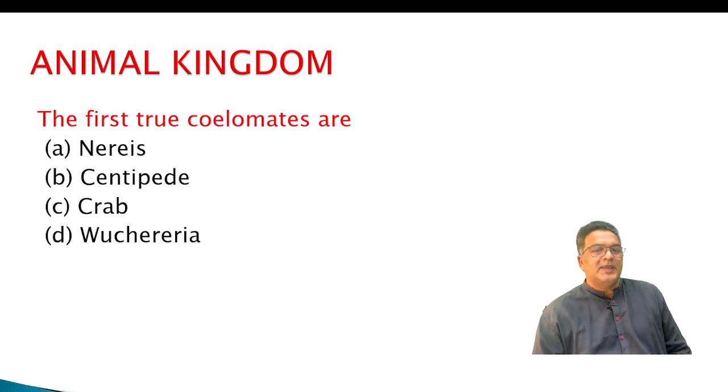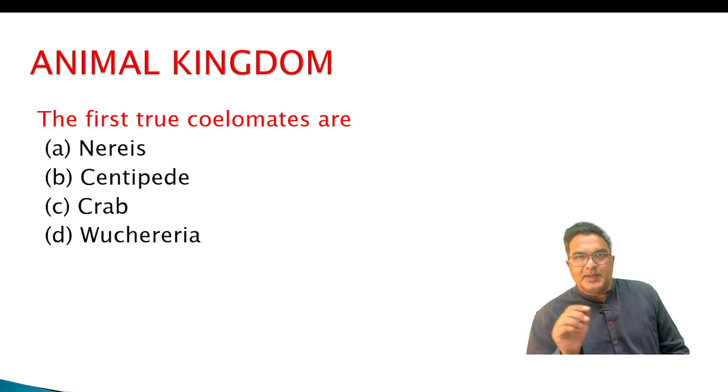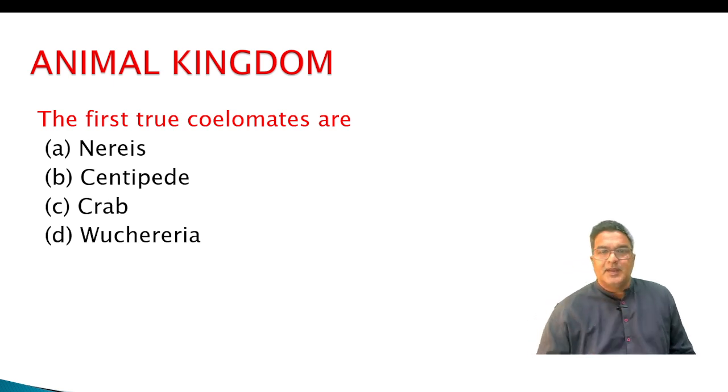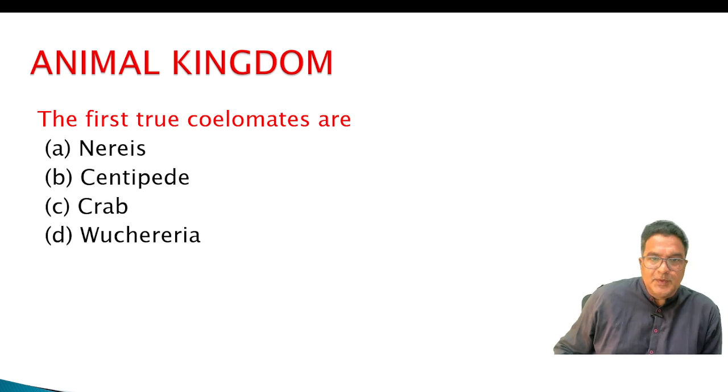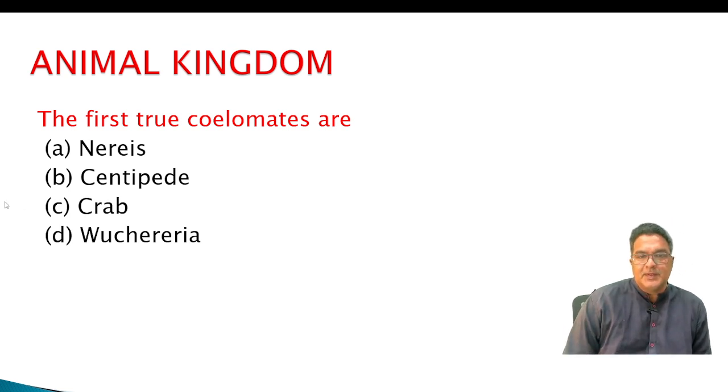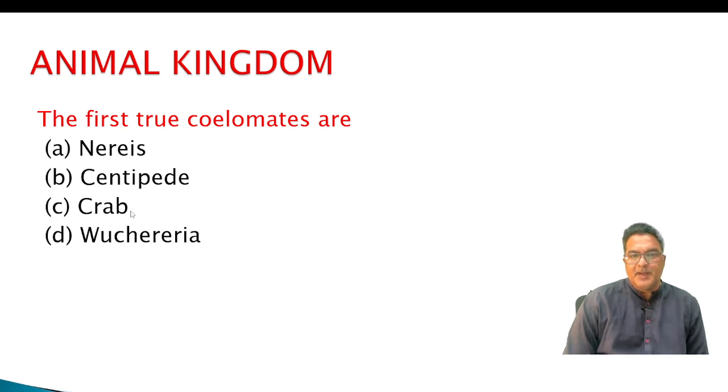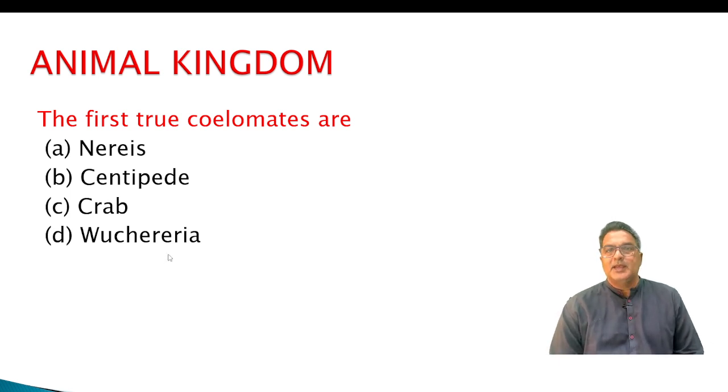First true coelomates are. Eucoelom or true coelom starts from phylum Annelida to Chordata. Whereas Platyhelminthes are acoelomates, and Aschelminthes are pseudocoelomates. So the first true coelomates: Nereis, Annelida; centipede, Arthropoda; crab, Arthropoda; Wuchereria, Aschelminthes. So what we need is an animal example from Annelida. So our answer is Nereis.